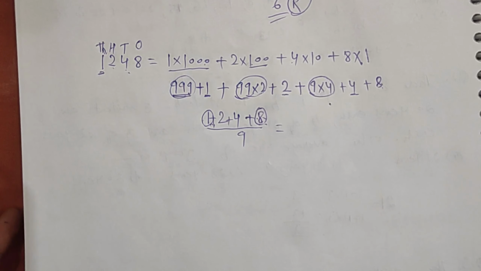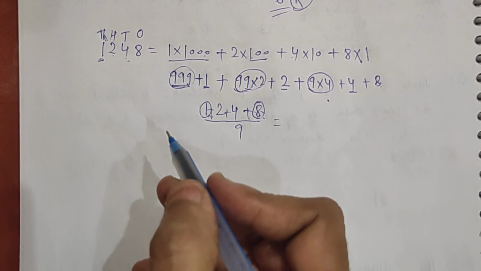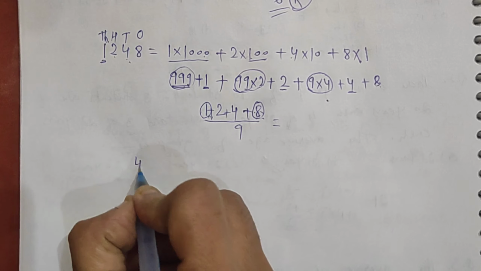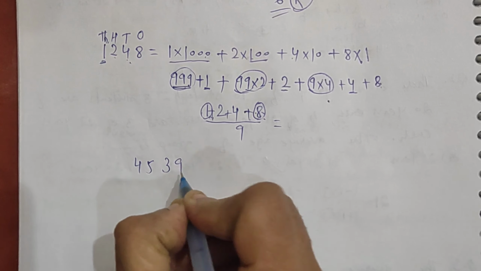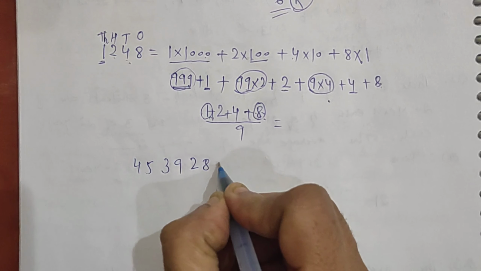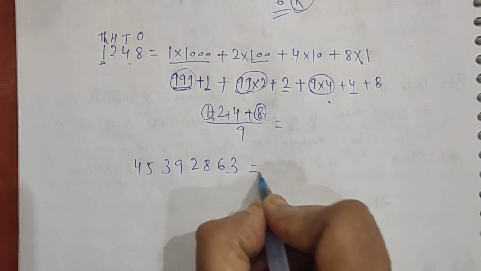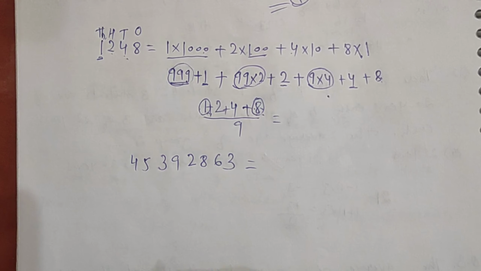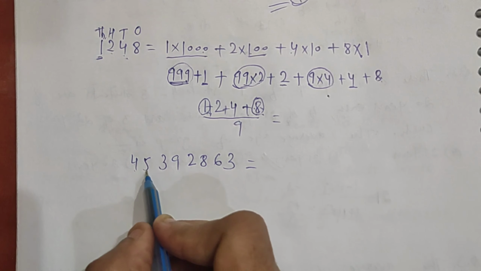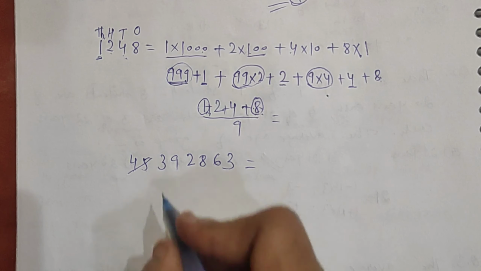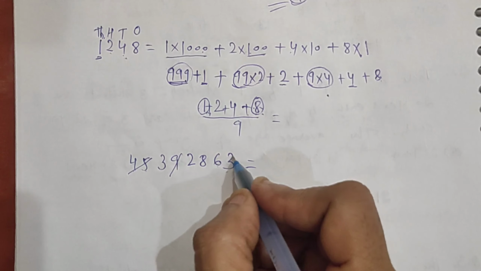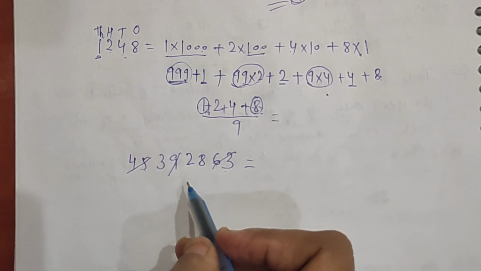Let us check whether I am able to find the digit sum of any number. Look here, 4, 5, 3, 9, 2, 8, 6, 3. Find the digit sum of this number. Very easy. Yes, go on cancelling. 4 plus 5 will make 9. So cancel it. This is 9 itself. Cancel it. 6 plus 3 is 9. Cancel this. What am I left with?